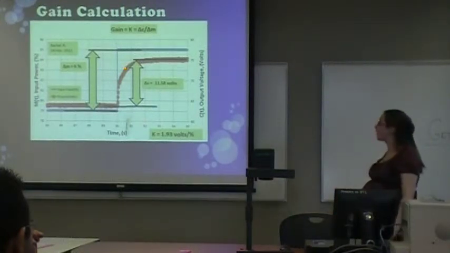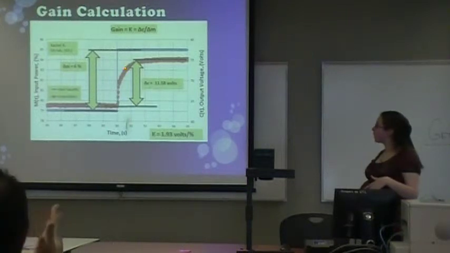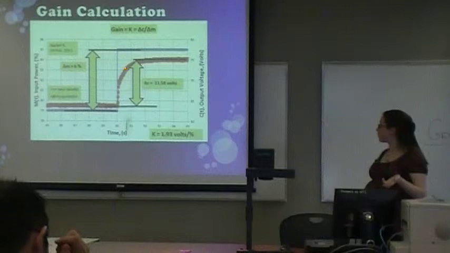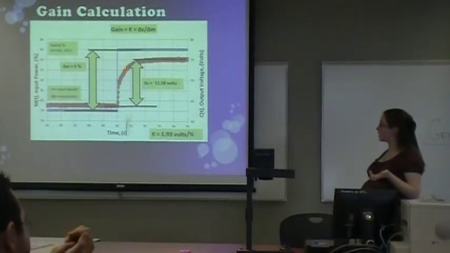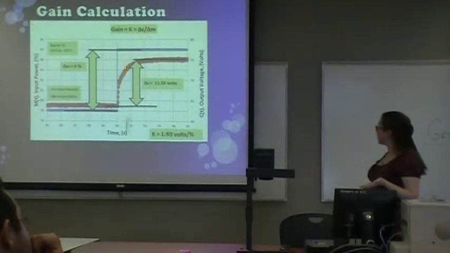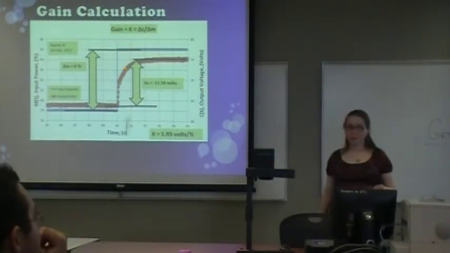This is how you calculate gain. You have your delta C and your delta M. My delta C was 11.58, and my delta M was 6%. And then you divide them, and you get K as 1.93 volts per percent.